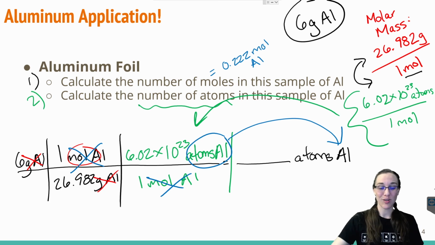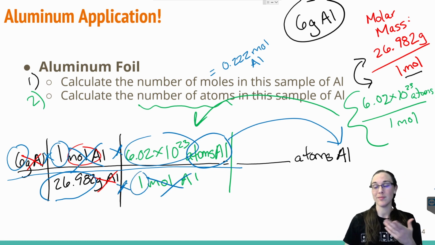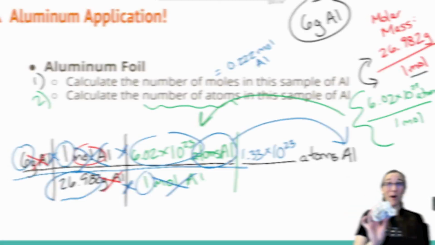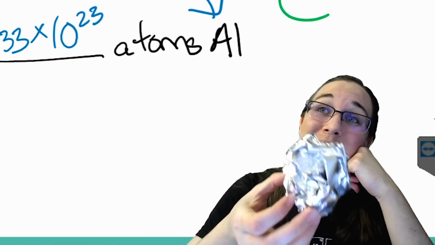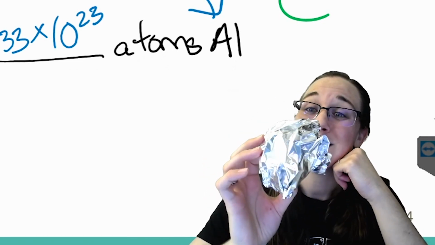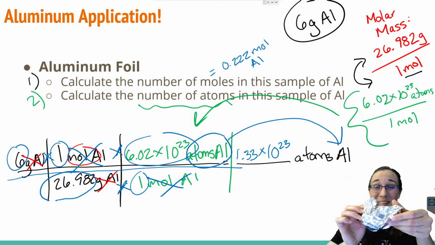Now multiplying across, I get 6 times 1 times 6.02 times 10 to the 23rd, all divided by this value, 26.982 times 1, which is just itself. So that's why we disregard it as we go. And we end up with an answer of 1.33 times 10 to the 23rd atoms of aluminum in this aluminum ball. I don't know, just take a minute to like revel in how awesome that is. That you just calculated the amount of moles and atoms of aluminum in this sample. Like literally you know how many atoms are in here of aluminum. That should blow your mind.